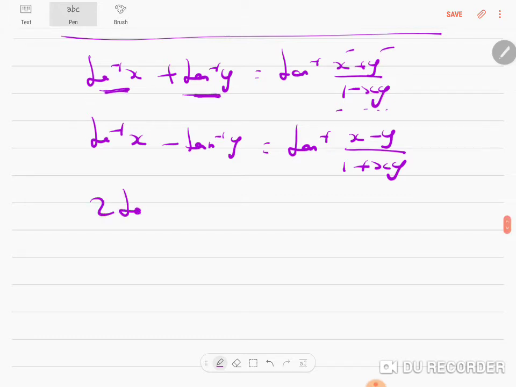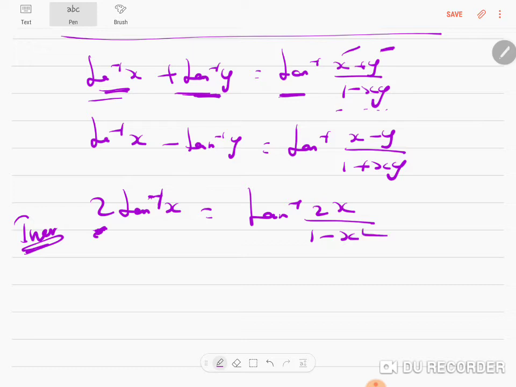Suppose this is tan inverse of x and this is also tan inverse of x. You get a new formula, which is 2 tan inverse of x. And in inverse trigonometry, we don't want 2 tan inverse. Here 2 tan inverse was there, we write it as one tan inverse. So one tan inverse of, can you see, it's x plus x. So 2x by 1 minus x square because there is no y here. So this is one formula.